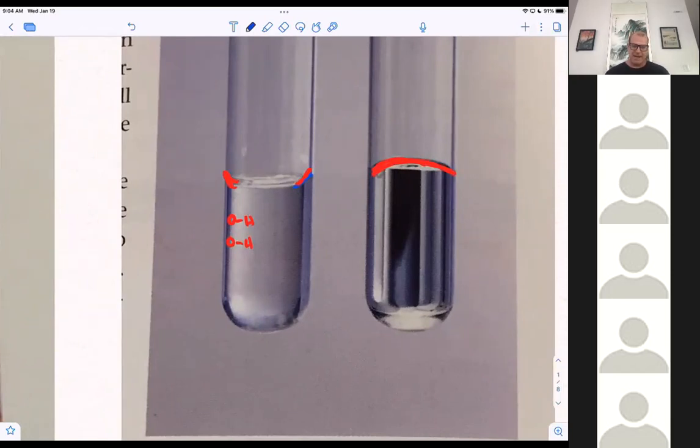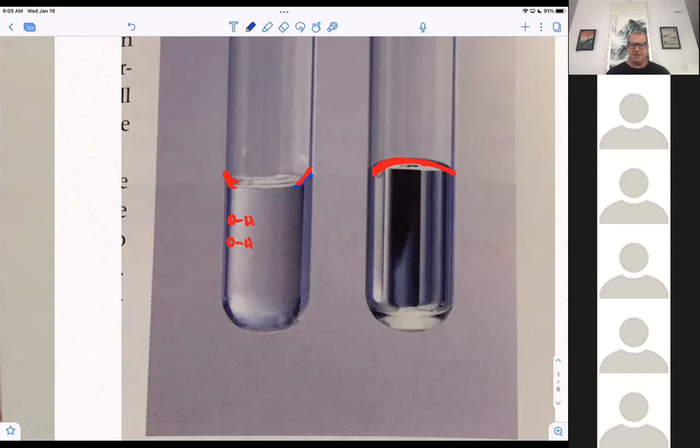Glass, at least silica glass, has hydroxide at the surface, so OHs. It's silicon attached to hydroxides. And that's a hydrogen bond, right? You have a hydrogen directly attached to an oxygen. So now you have hydrogen bonds that can be formed between the silica glass and the water. And the effect of it is the water gets drawn up the tube at the edges of the surface.